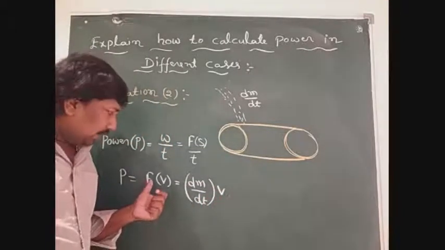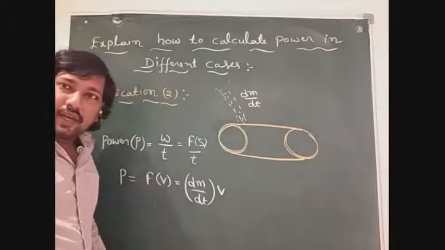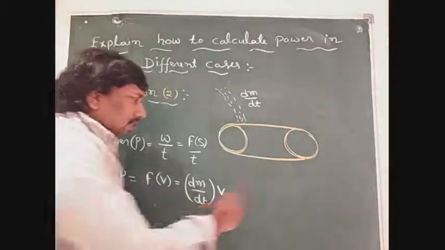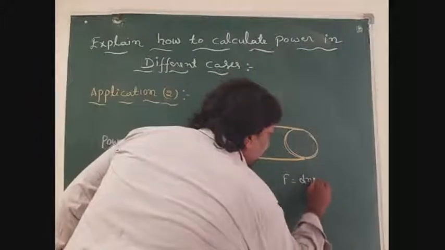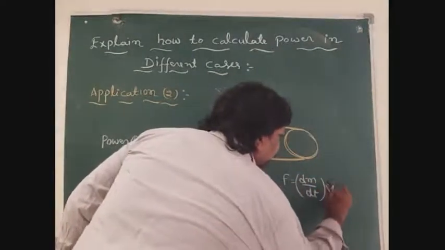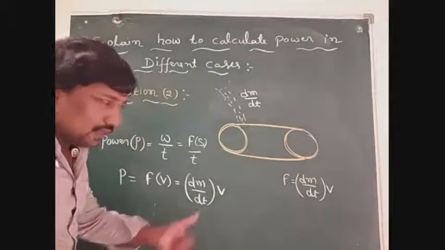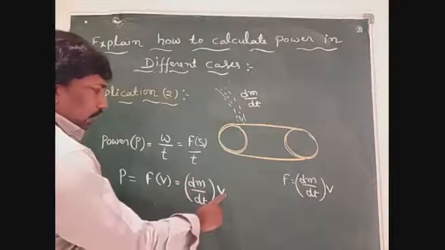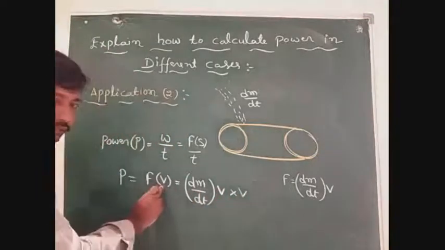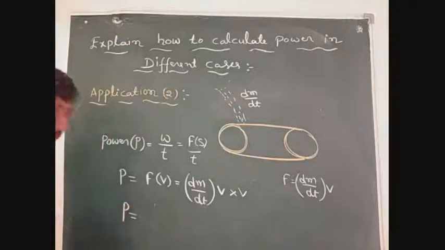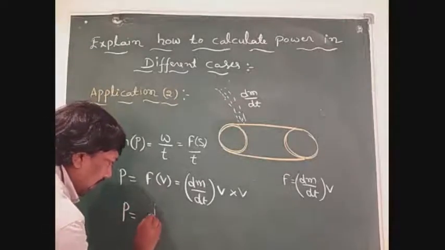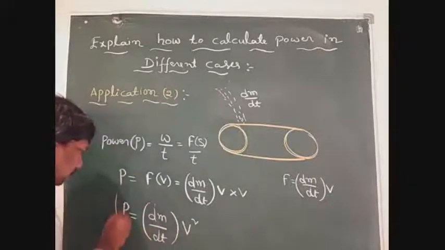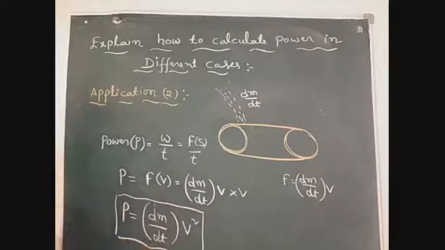Here V is constant, M is variable. Therefore F is treated as dm by dt into V. Since the speed is constant, dm by dt is variable. Therefore the power of the conveyor belt P equals dm by dt into V square. So this is the power of the conveyor belt.